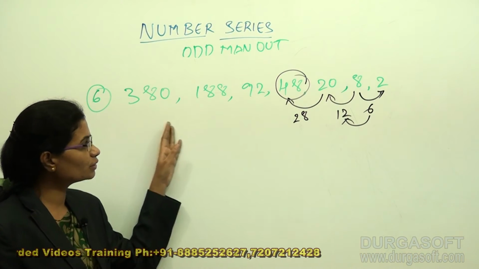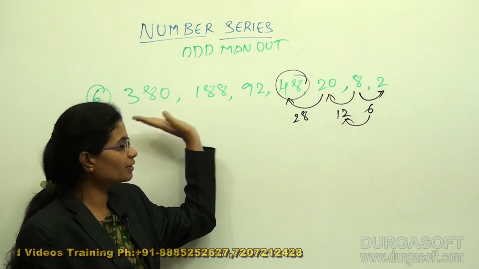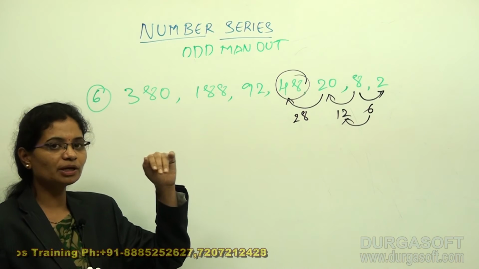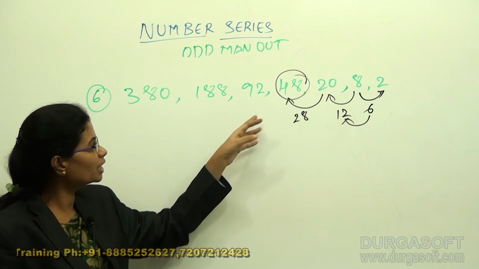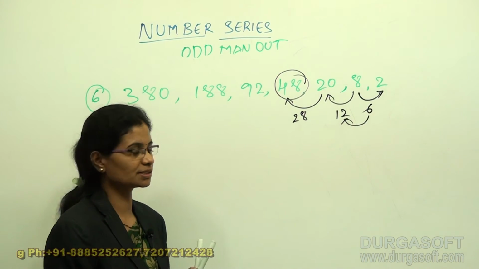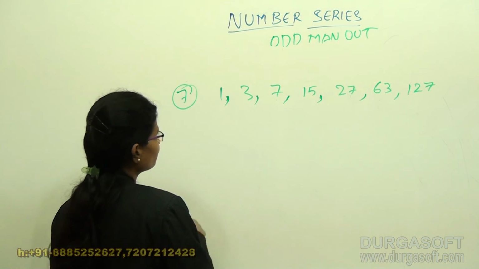No need to find out what will happen for the next numbers. Once we find the odd man out in the series, you can stop there and take that number as your answer, right? Let's see the 7th problem.